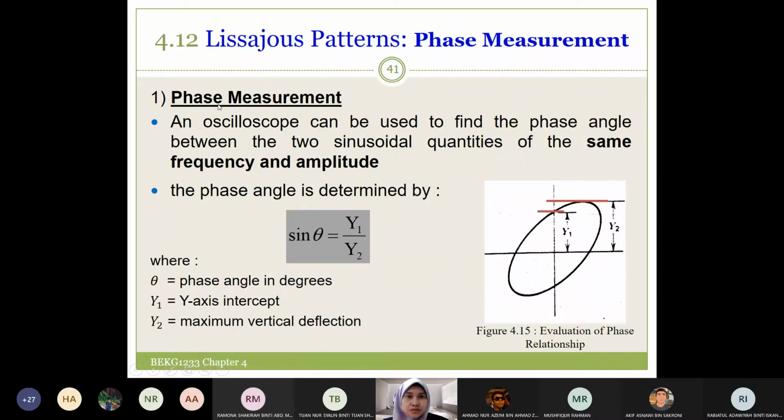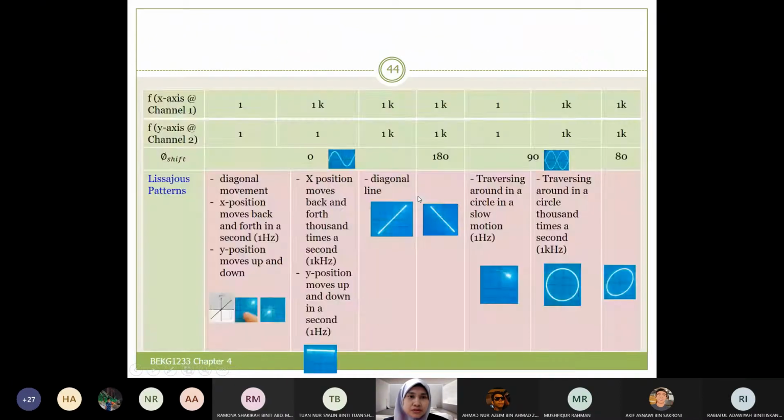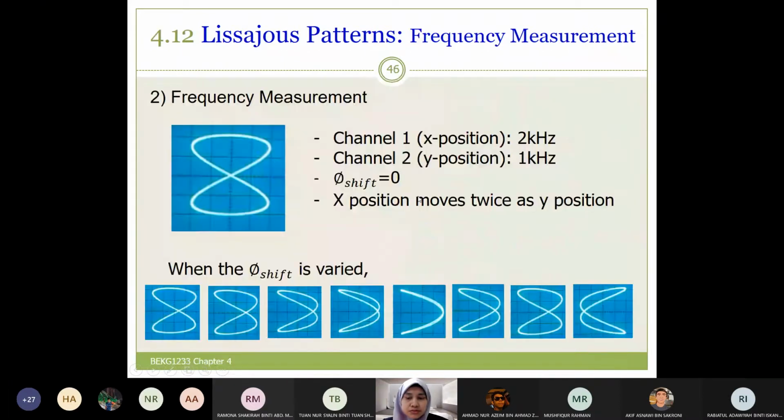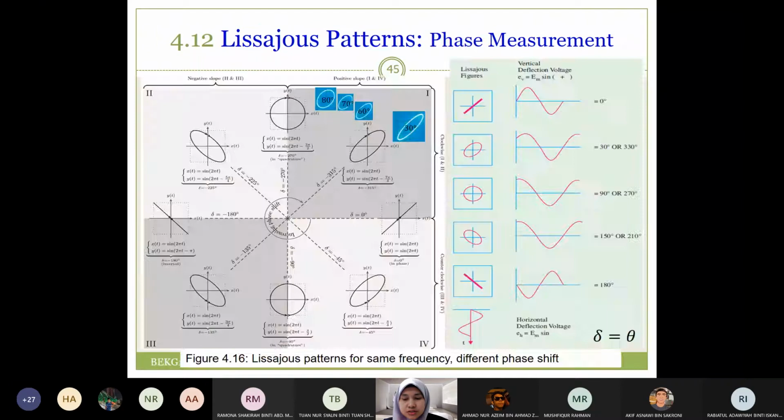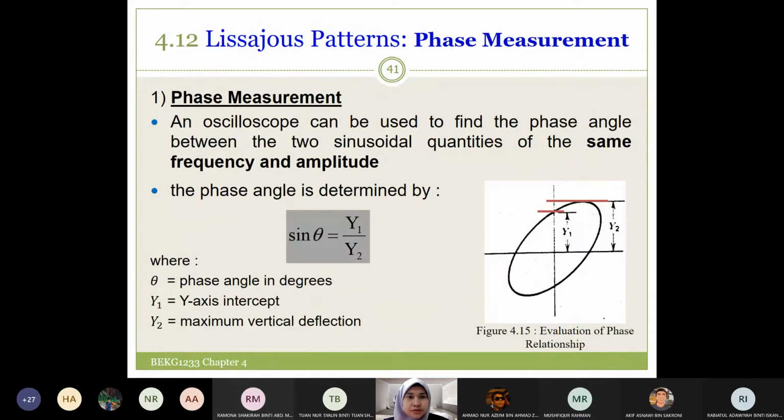Okay, so we go to the phase measurement of Lissajous pattern. Lissajous pattern can measure phase shifts between two sine waves, and also can measure the frequency of the two signals. An oscilloscope can be used to find the phase angle between two sinusoidal quantities of the same frequency and amplitude.